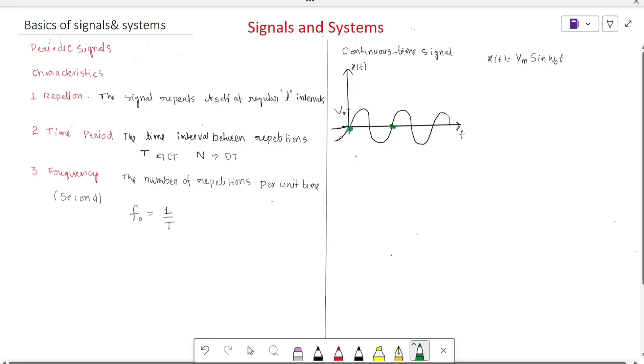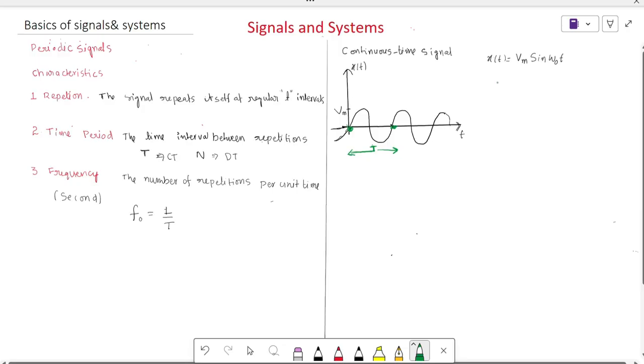So this gap, the interval between these repetitions, is called the time period. Okay.